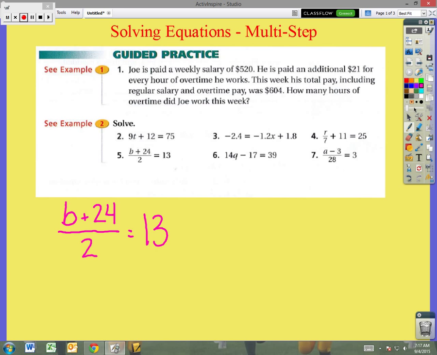Again, best bet here, once you get a solution, once you feel you know the value for b, substitute it back in, see if you get it equal 13. All right, pause it.